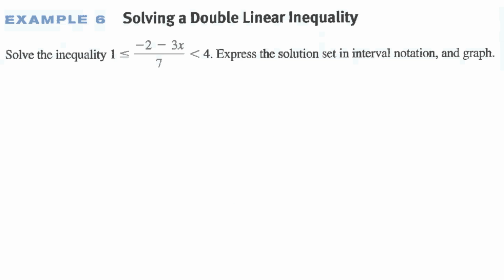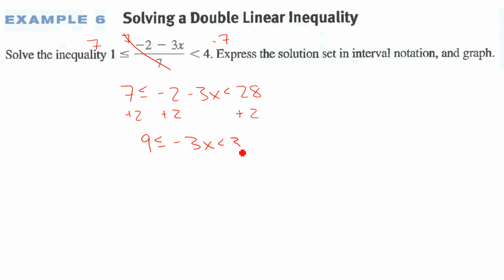All right, one more example. Let's get rid of our denominator. We need to multiply by 7 everywhere. So these 7s cancel out. 7 times 1 is 7. -2 minus 3x less than 4 times 7 is 28. Let's add 2. We'll get 9 is less than or equal to -3x is less than 30.